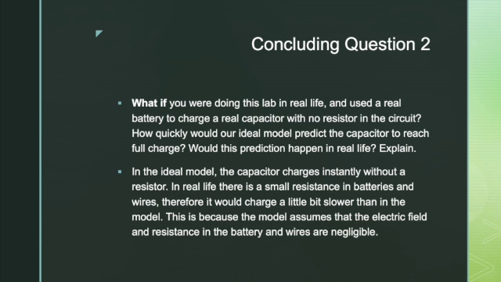And for concluding question 2, what if you were doing this lab in real life and used a real battery to charge a real capacitor with no resistor in the circuit? How quickly would our ideal model predict the capacitor reach full charge? Would this prediction happen in real life? Explain. In the ideal model, the capacitor charges instantly without a resistor. In real life, there's a small resistance in batteries and wires, and therefore it would charge a little bit slower than in the model. This is because the model assumes that the electric field and resistance in the battery and wires are negligible.